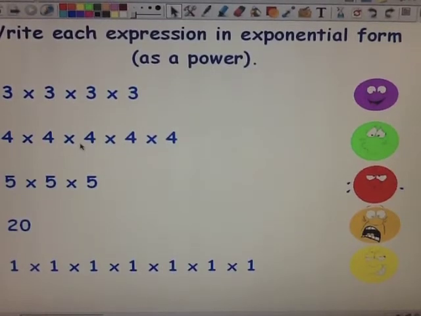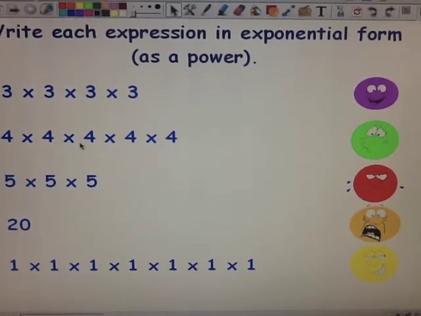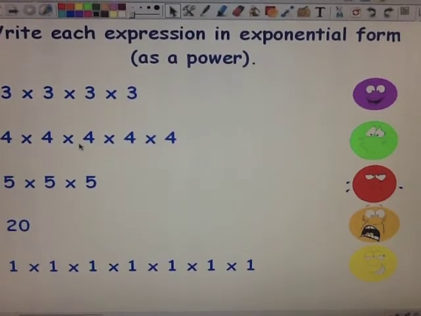Alright, writing expressions in exponential form. An exponential form means we're going to rewrite these expressions using exponents. We're going to write it with a power. Okay, so our first example is 3 times 3 times 3 times 3.